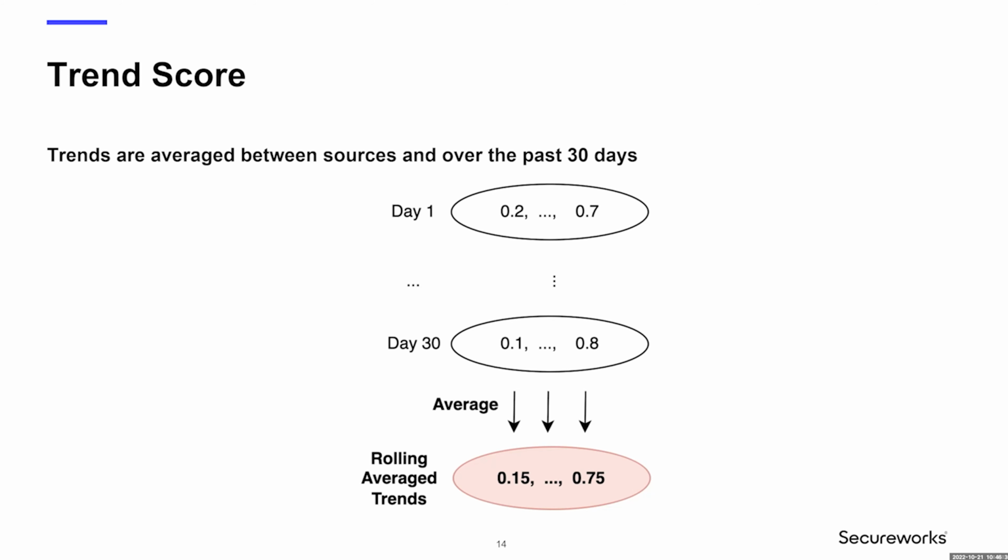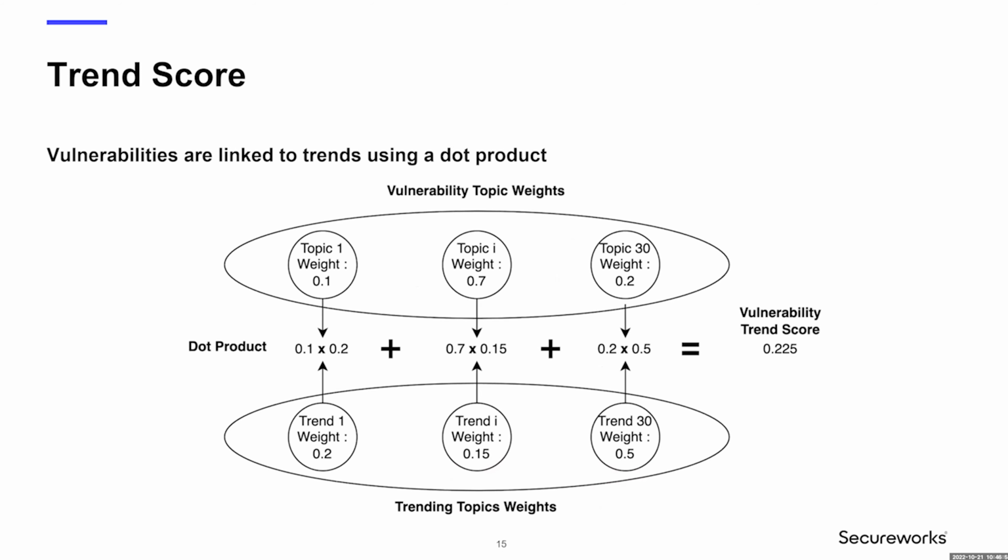Essentially every day we capture a number for the last 30 days to get a sense of how the trends are evolving over time. And then with these trends, we have a vector of 30 numbers for the trends. And as I said before, with the topic model, we do get a vector of topics for every vulnerability description. So using this, we can link back to our vulnerabilities by simply doing a dot product between the trends and every vulnerability description to get what we call a trend score.